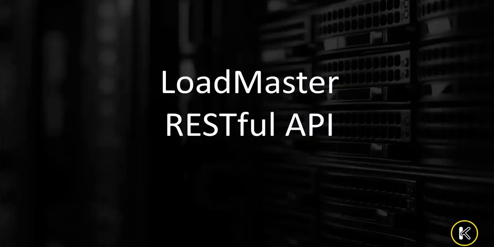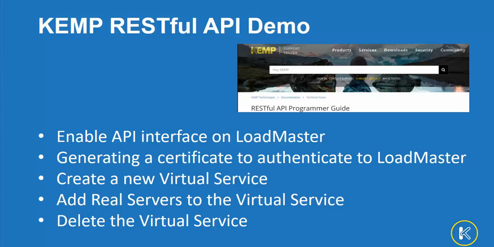In this video, I'll take you through using the API directly via curl. Before we start working with LoadMaster API, the API interface needs to be enabled on the LoadMaster. To authenticate to the LoadMaster, we'll leverage a certificate rather than passing the username and password. At this point, we can use curl to create new virtual services, update existing virtual services by adding real servers or making other configuration changes. Finally, the ability to delete virtual services all from the API.